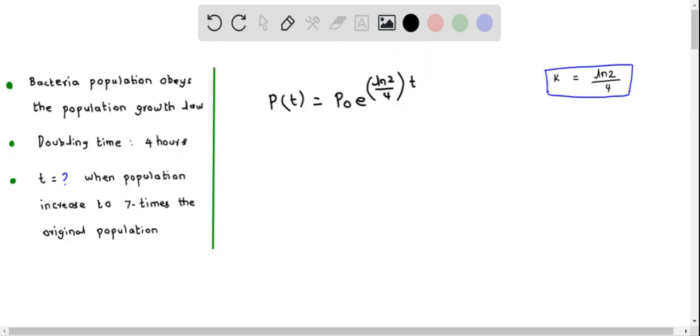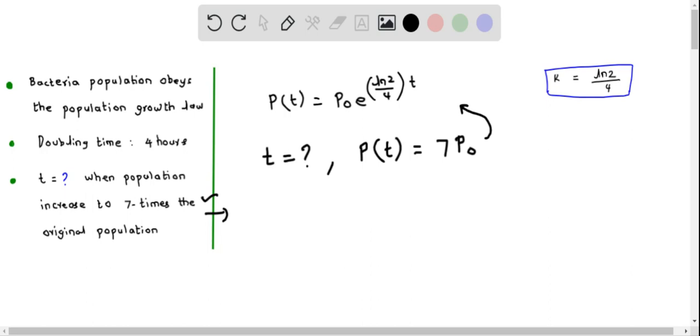We now determine the time t so that the population increased to 7 times the original population. So let's convert this to a mathematical equivalent. We have to determine time t when the population becomes 7 times the original population. That is, we can write this as P of t equals 7 times the original population. Original population is P naught. So P of t equals 7 times P naught, and we have to find the corresponding t. So I'm going to substitute P of t equal to 7 times P naught into the population equation. So let me do that.